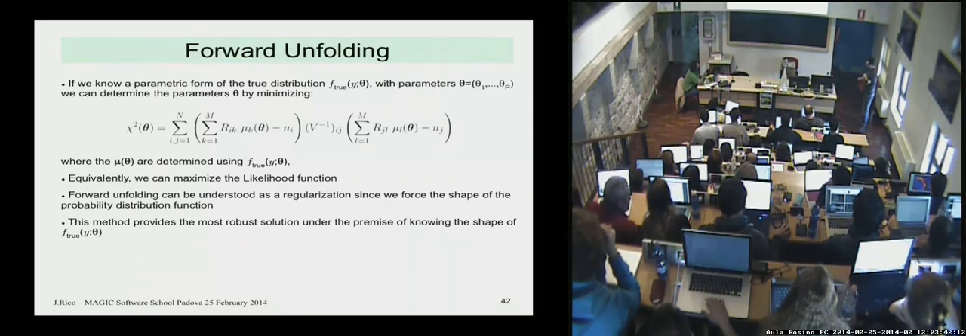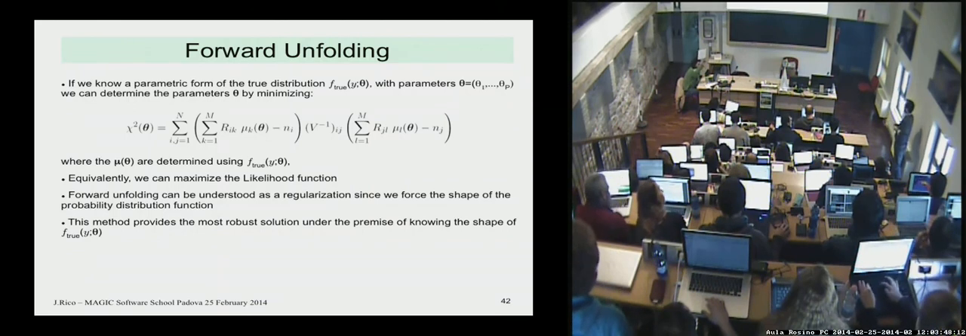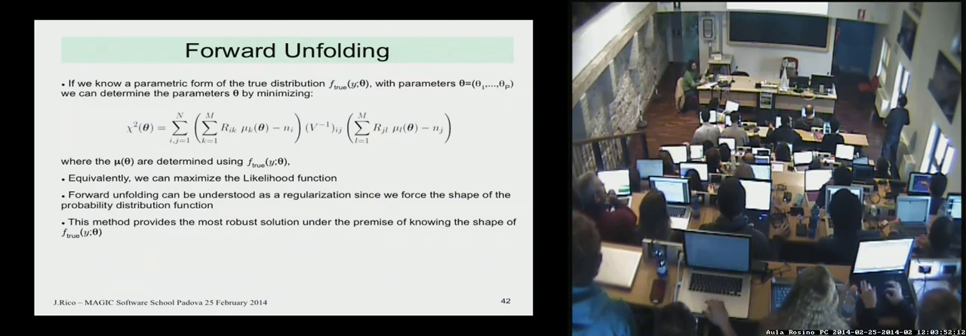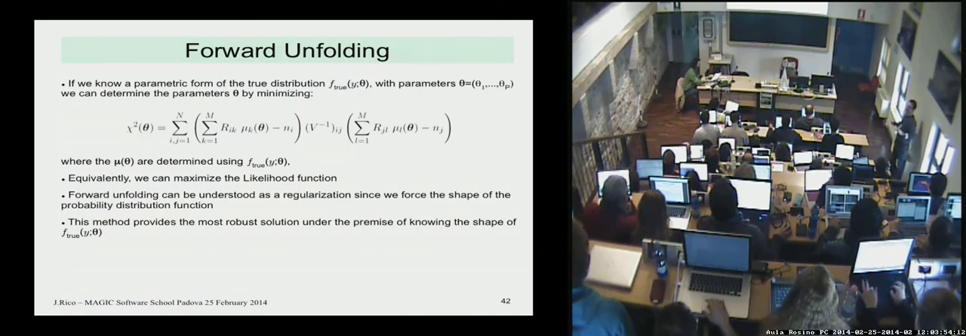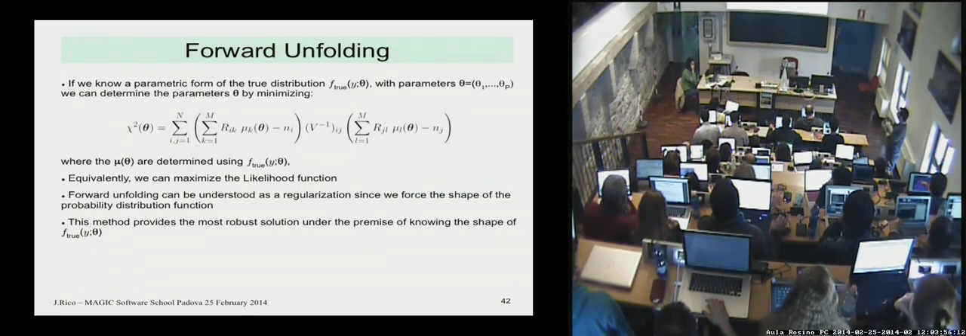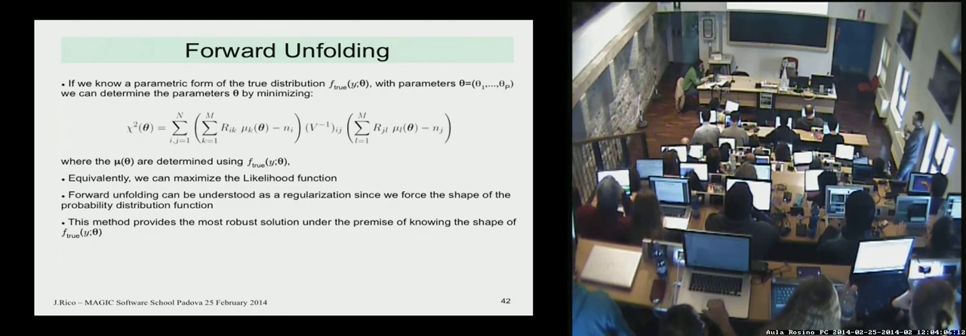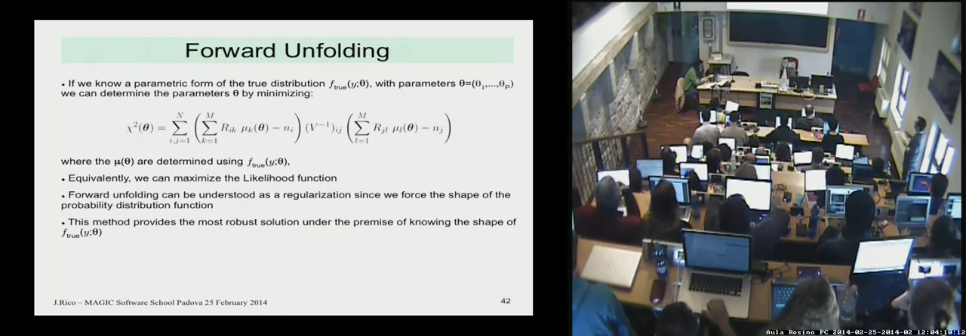So first, before going to what is normally known as regularization, let me talk for 10 minutes about forward unfolding. It is a kind of regularization because we are imposing a knowledge on the distribution that you want to determine, which is the true PDF. And what you're imposing is that it has some particular functional shape, with some free parameters, theta, I will call them.